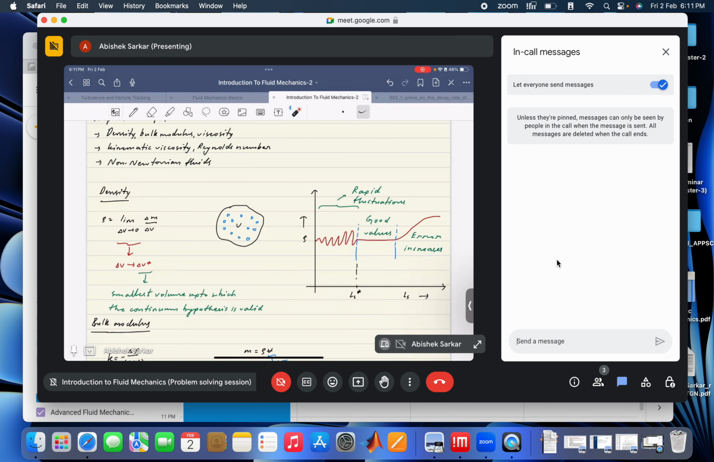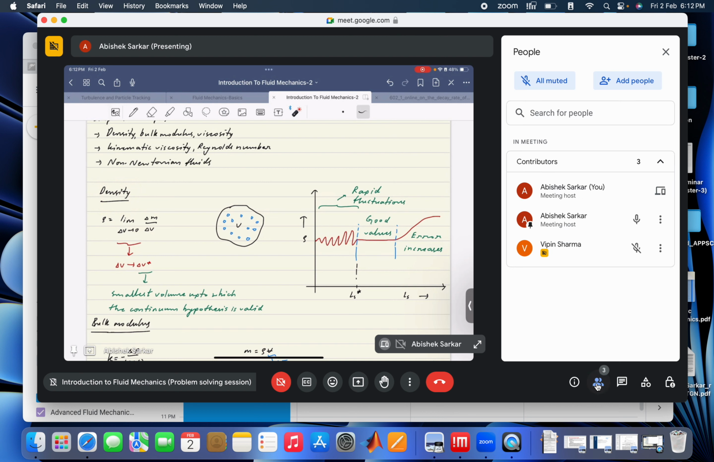So, anyone in the class, would you like to define what density is? Like, what's the general definition of density? Yes, please go ahead. Mass per unit volume. Okay, so thank you.